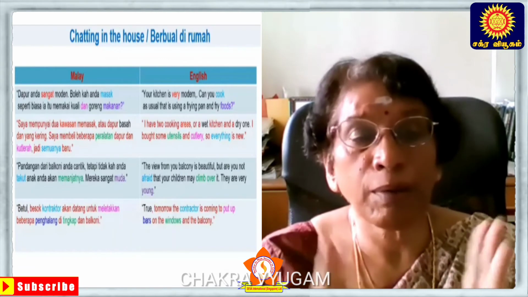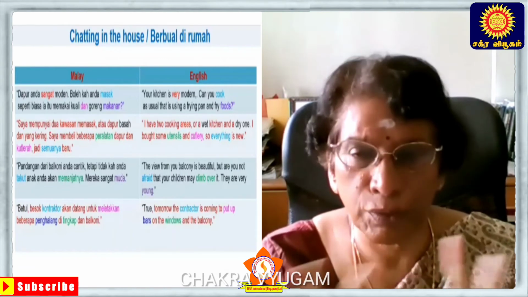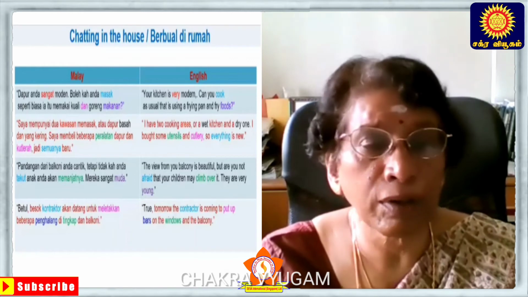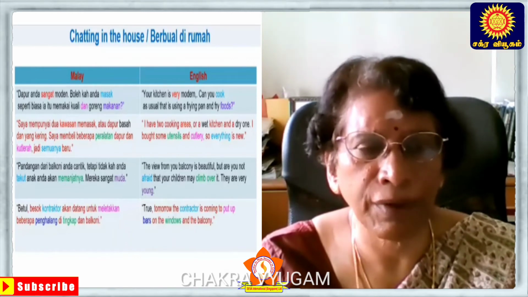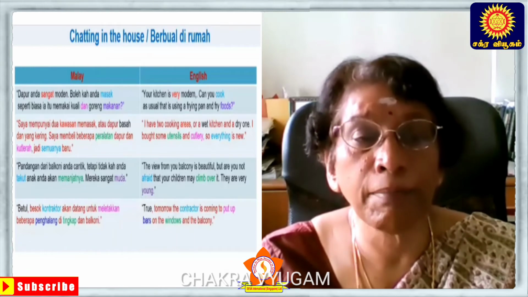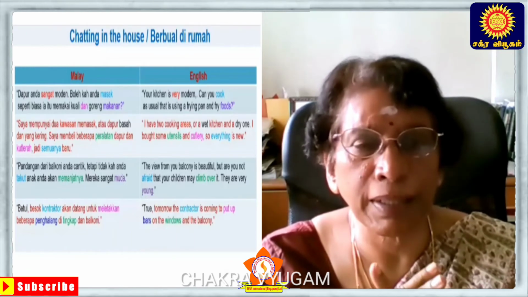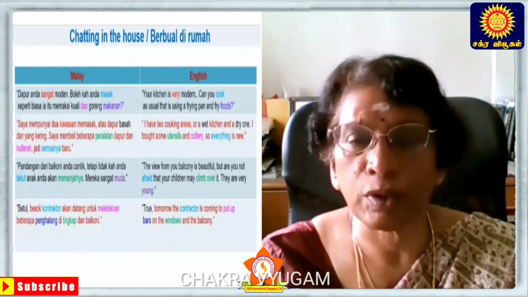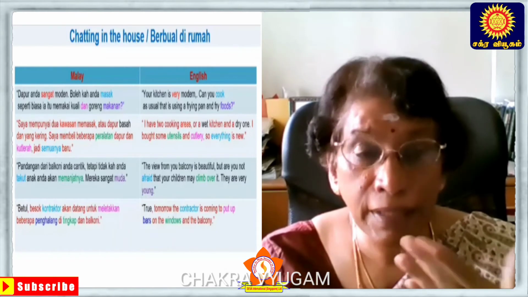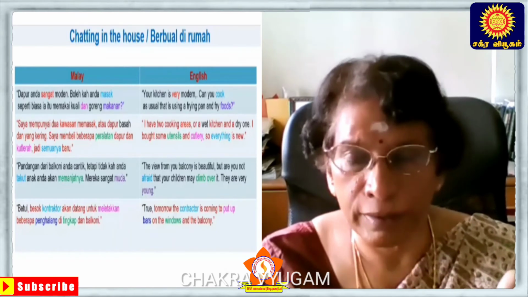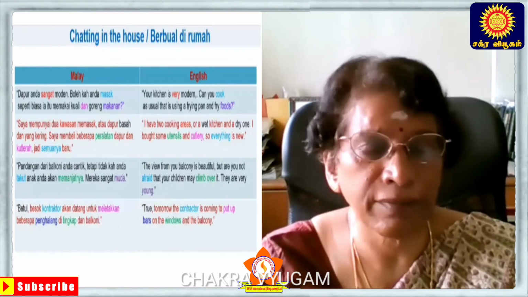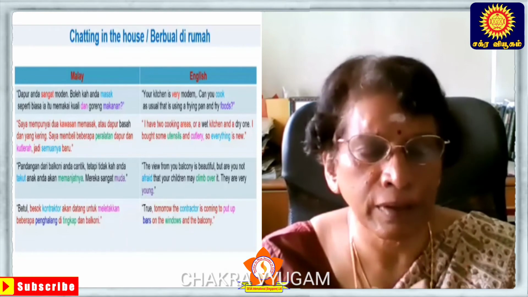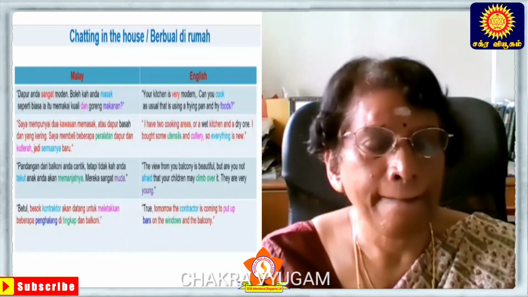Okay, pandangan, we have used this before, the view, all right? And your view from your balcony, dari balcony, is beautiful, right? But are you not afraid? Tidakkah Anda takut? Takut is afraid. Anak Anda akan memanjat. The root word is panjat. So panjat is to climb, right? Memanjatnya is to climb over, right? So they are very young, sangat muda. Kids are very young, they may climb over the balcony, yes.